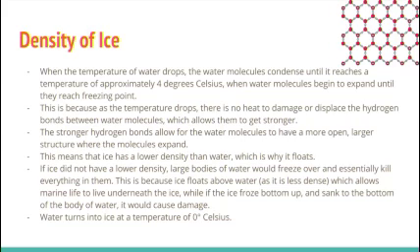If ice did not have a lower density, large bodies of water would freeze over and essentially everything in them would die because of the ice. Since ice floats above the water because it's less dense, it allows for marine life and animals and plants to live underneath the ice. While if ice froze bottom up and then sank to the bottom of a body of water, it could cause more damage.